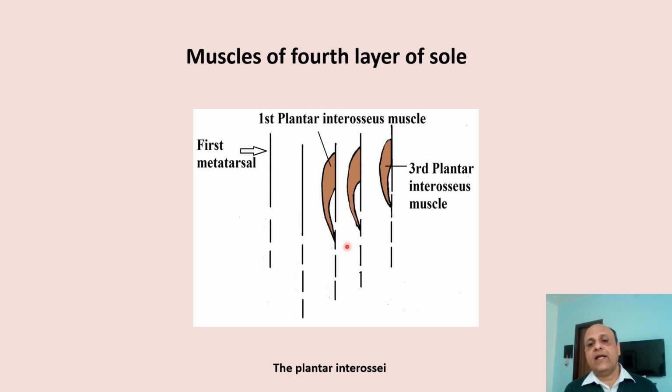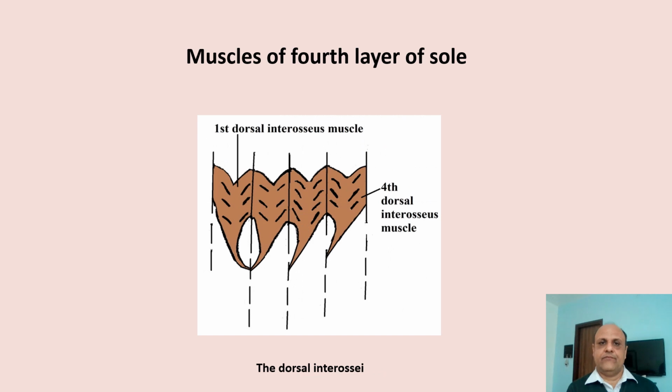So they are called adductors of the third, fourth and fifth toes. Now these are the dorsal interossei. Dorsal interossei, they are 4. You can make out 1, 2, 3, 4. They are always numbered from medial to lateral side because this is the lower limb.